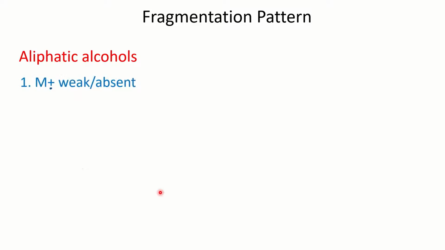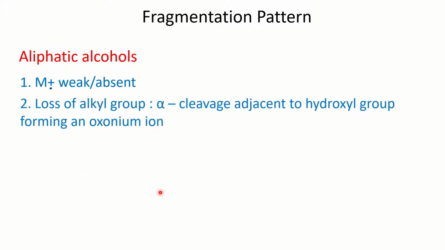Here we will get the molecular ion peak, which is the mass of the molecule, very weak or absent. Loss of alkyl group is a very common fragmentation pattern in aliphatic alcohols, which occurs through alpha cleavage and it forms the oxonium ion.